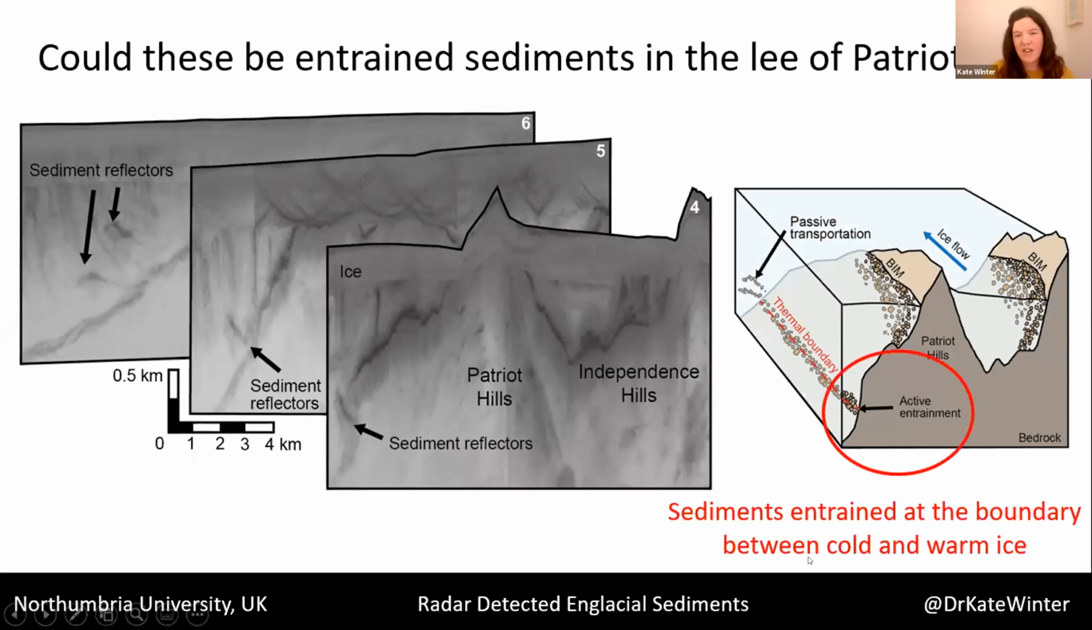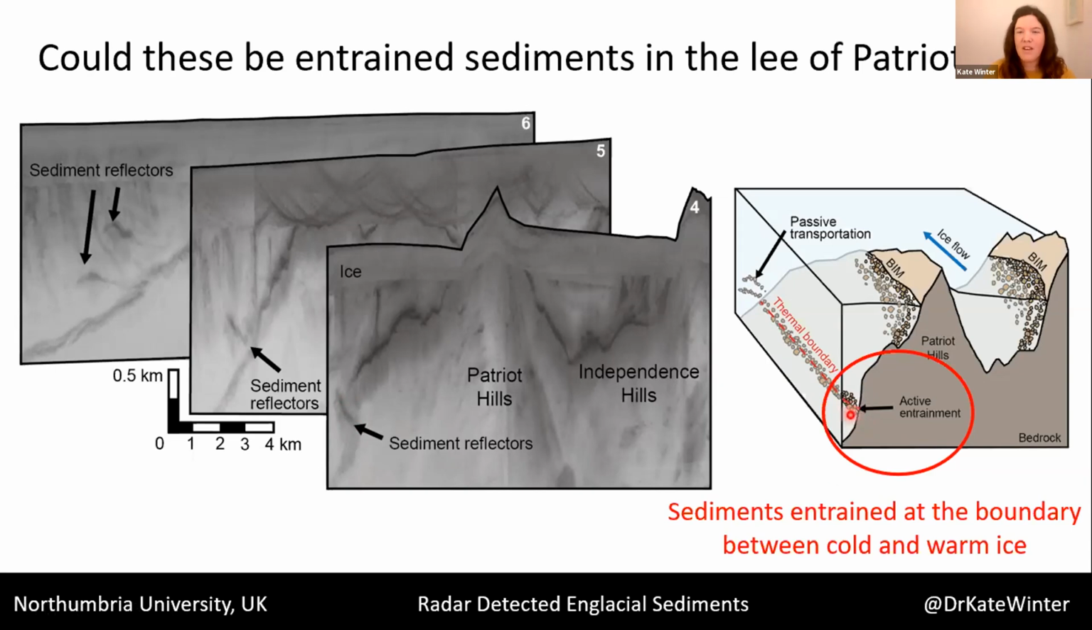So I wonder if these are evidence of sediments being entrained at the boundary between cold and warm ice in a valley in Antarctica. Sediments are being entrained at this exact point here. They're not being entrained up here, and they're not being entrained here. It means that sediments are available for entrainment, that they can be picked up by those classic processes that we know about that create these U-shaped valleys.